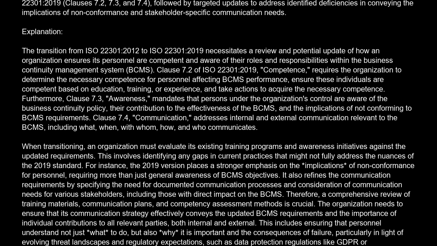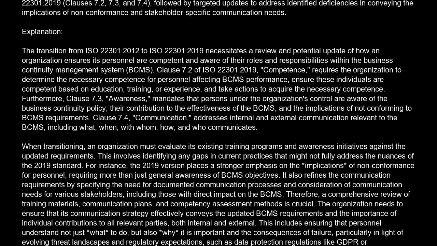When transitioning, an organization must evaluate its existing training programs and awareness initiatives against the updated requirements. This involves identifying any gaps in current practices that might not fully address the nuances of the 2019 standard. For instance, the 2019 version places a stronger emphasis on the implications of nonconformance for personnel, requiring more than just general awareness of BCMS objectives. It also refines the communication requirements by specifying the need for documented communication processes and consideration of communication needs for various stakeholders, including those with direct impact on the BCMS.